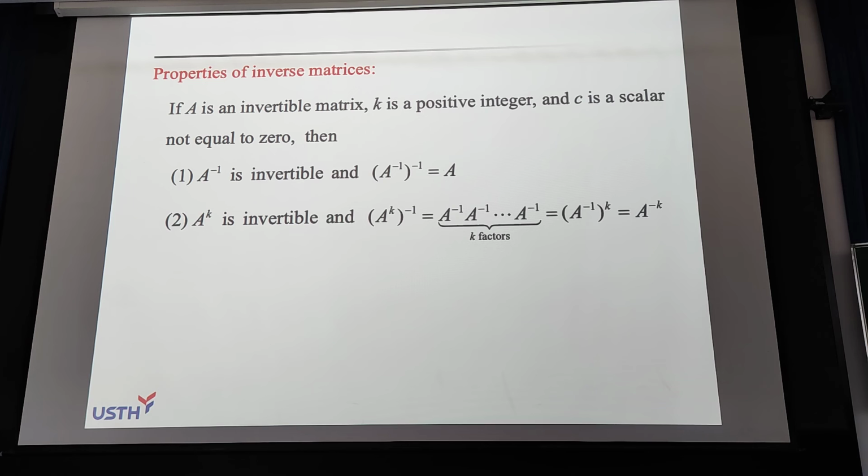And if A is invertible, then A to the power k is also invertible, and the inverse of A to the power k equals A inverse multiplied by A inverse multiplied by A inverse, or we can write it as A to the power minus k.